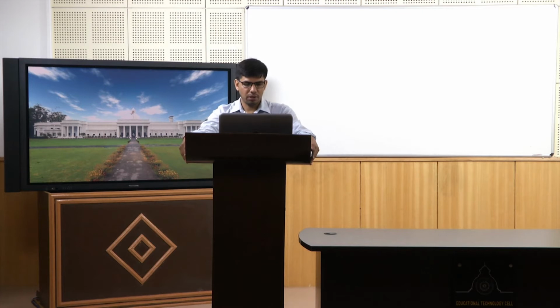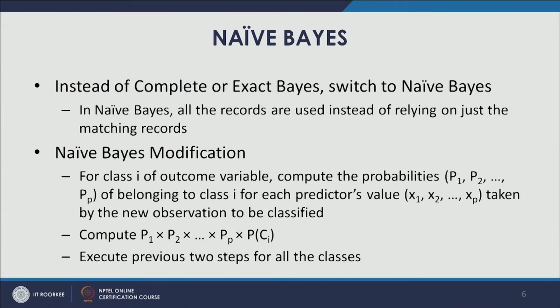So, once this is done, once we have computed these values p1, p2 up to pp for the pth predictor, then we multiply these values with each other. As you can see in the next step, compute p1 multiplied by p2 and so on up to pp, and then we multiply it with the proportion of records that belong to this class I.